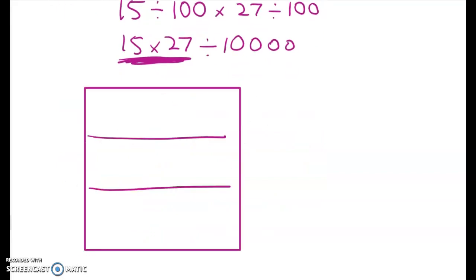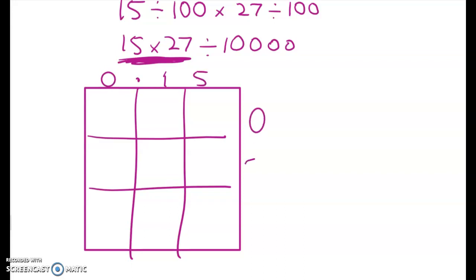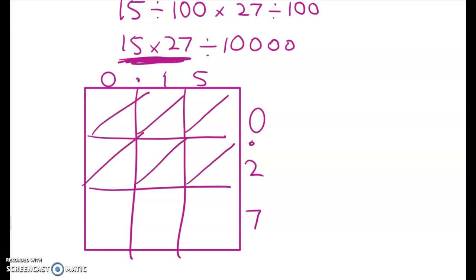Oh, that's nice. I didn't know that it did that on my laptop. There we go. Okay, so we've got 0.15 and we've got 0.27. We do our lines for our bowling lanes, right? If you haven't seen the first video, this will not be making much sense, so go back and watch it. Now we're going to do our multiplication.